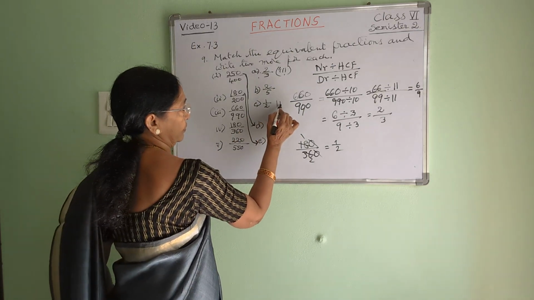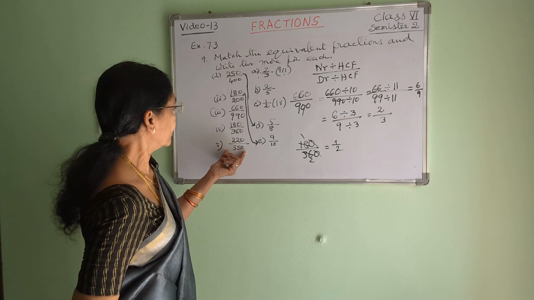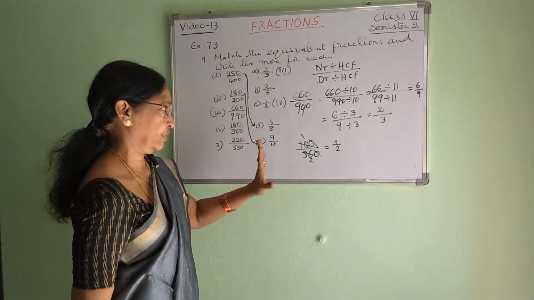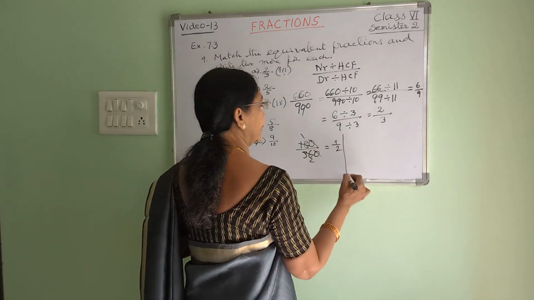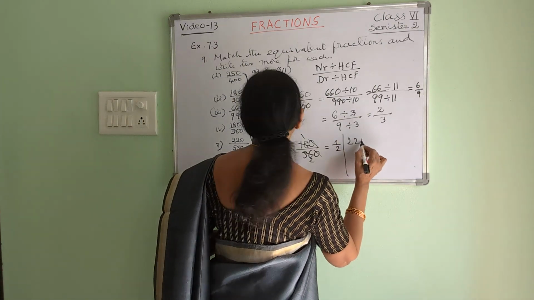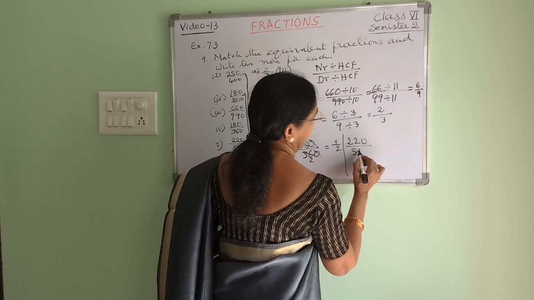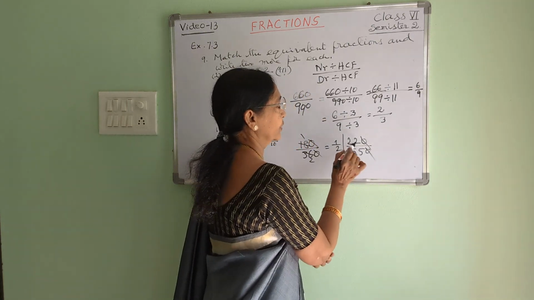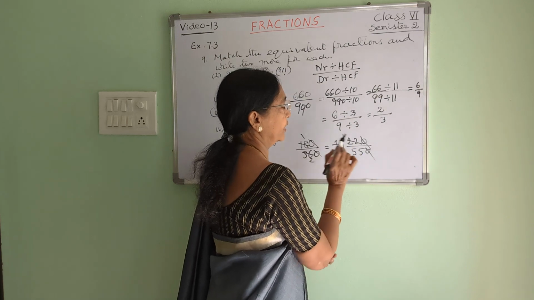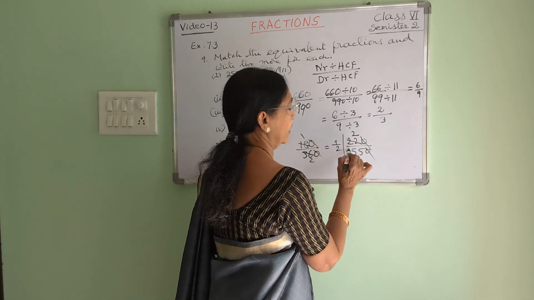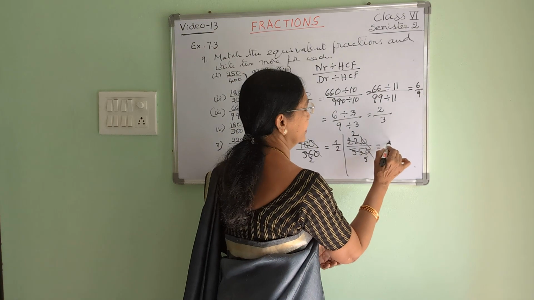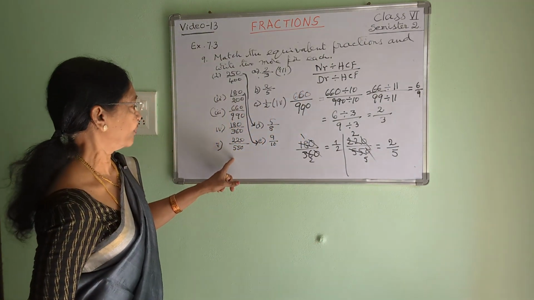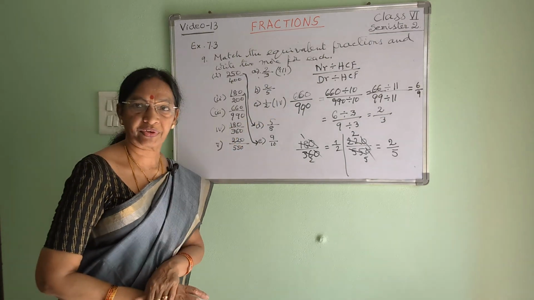So the last one, 220 by 550, must be equal to 2 by 5. Let us check. 220 by 550, here both are divided by 10. Therefore we get 22 by 55. And both are divided by 11. 11 twos and 11 fives. Therefore this is equal to 2 by 5. So 220 by 550 is equal to 2 by 5.